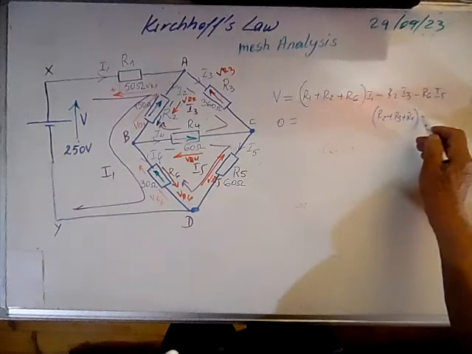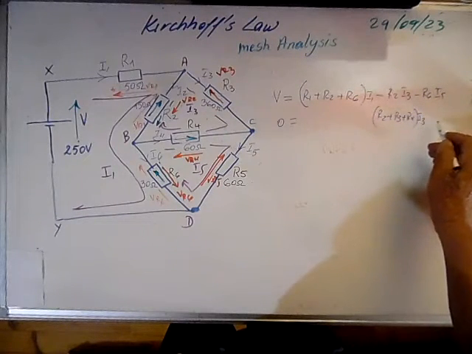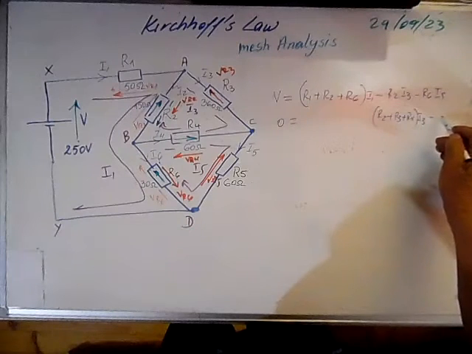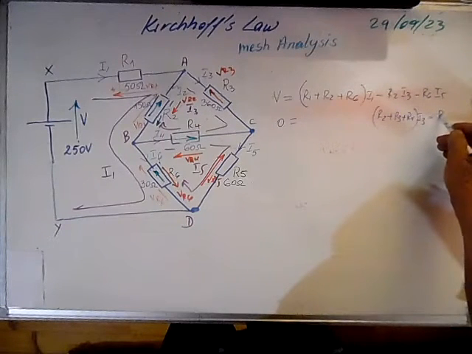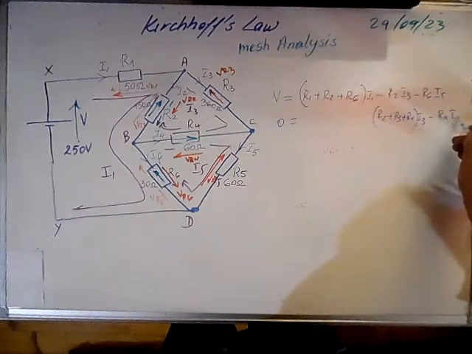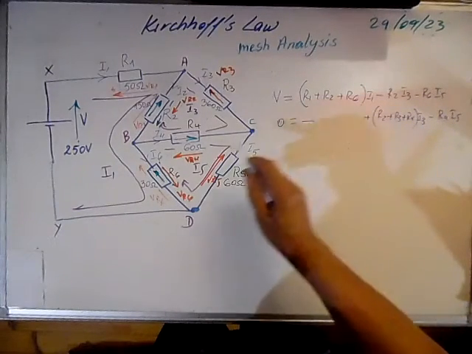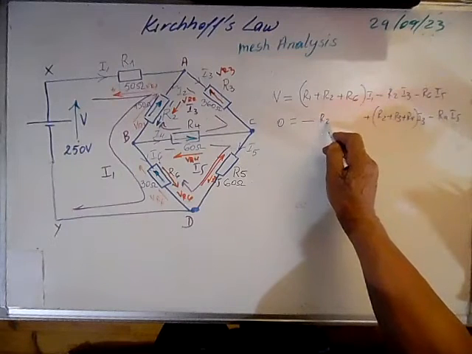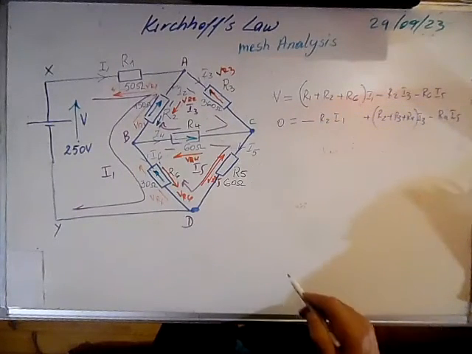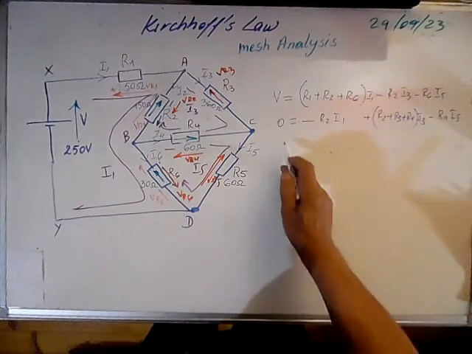Second mesh: 0 is equal to, this is I3, this is R2 plus R3 plus R4 times I3, minus R4 I5, minus R2 I1. This is the second equation.